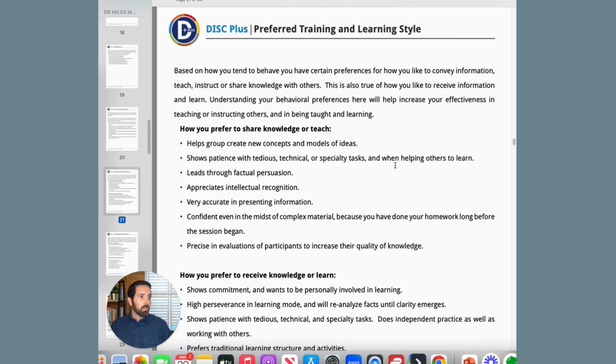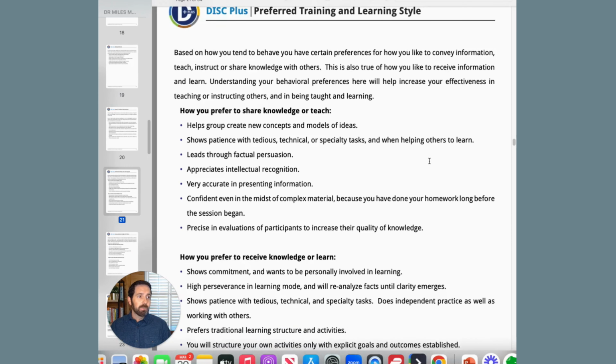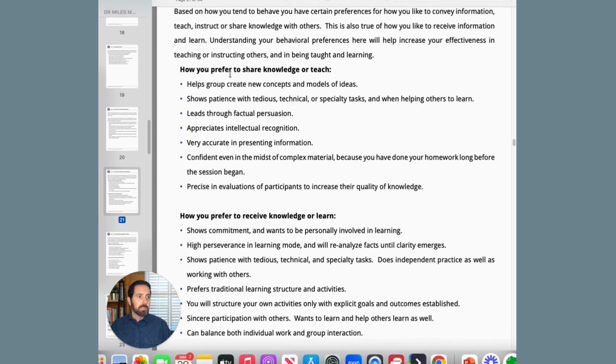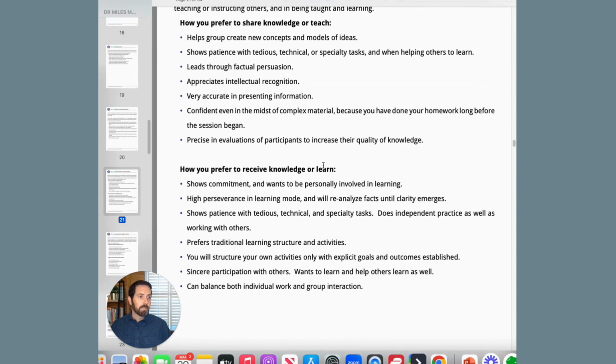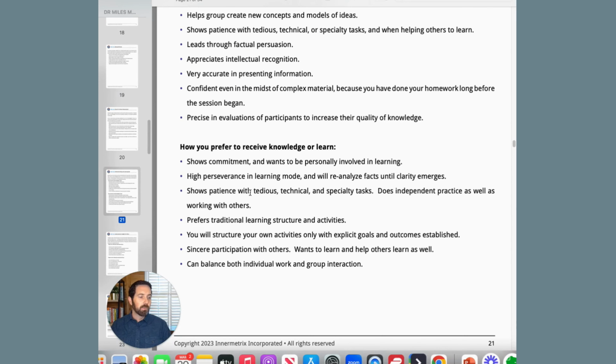And then page 21, this is how you like to learn. So this is how you prefer to share knowledge or teach. So this is great if you're in a position where you've got to train people. This is good for you to know and the people that you're training to know. And then this is how you like to receive knowledge or learn. So this is great for somebody that's going to be training you or teaching you. So most likely a good coach knows, okay, here's our standard training that we do, but let me go in and look at how this person would better receive this information. That makes it a lot more effective.